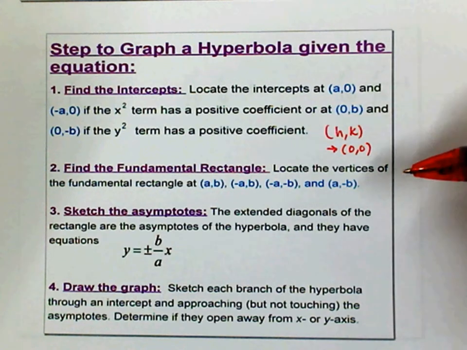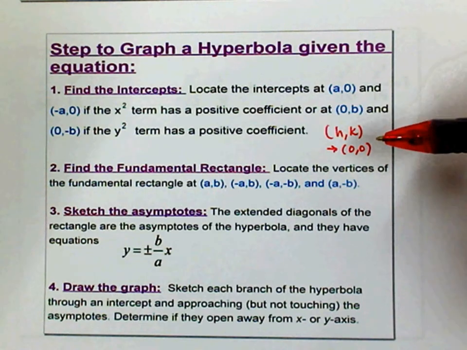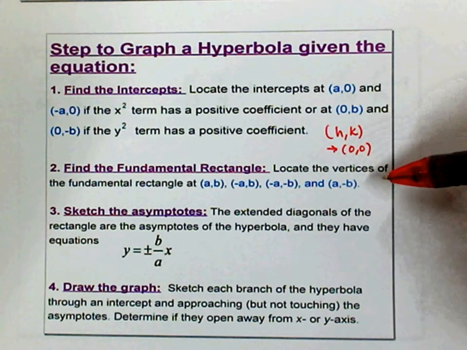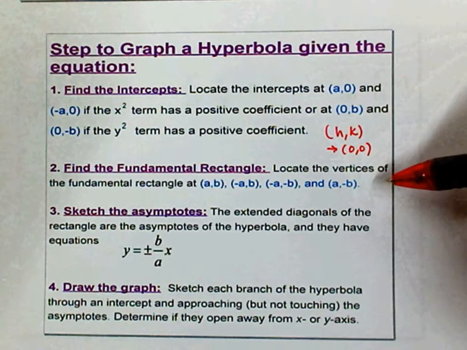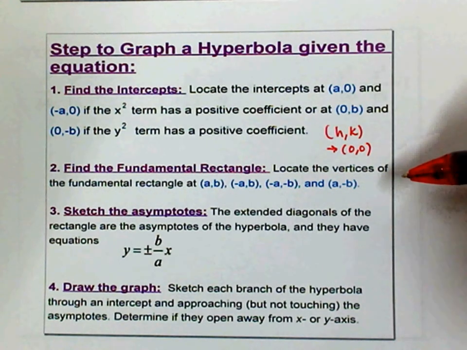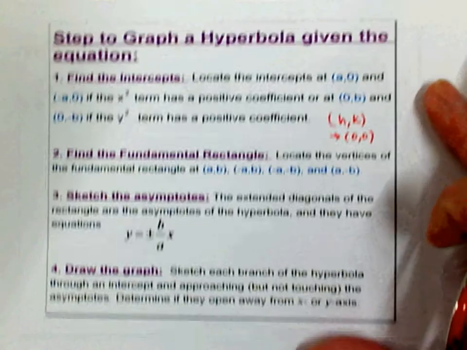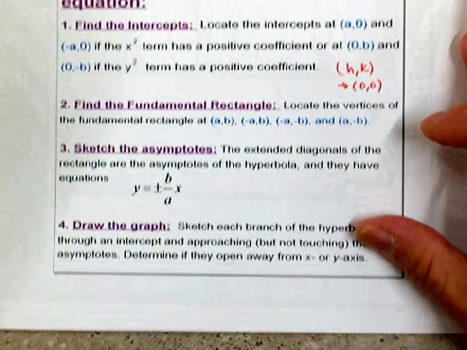Find the fundamental rectangle. You're going to locate the vertices of the fundamental rectangle: (a, b), (negative a, b), (negative a, negative b), and (a, negative b). I will actually show you how to do this, but I'm going to show you how to graph using an ellipse, because you already have that in your brain, how it works. All right. Now I'm going to show you how to sketch the graph of the asymptotes.